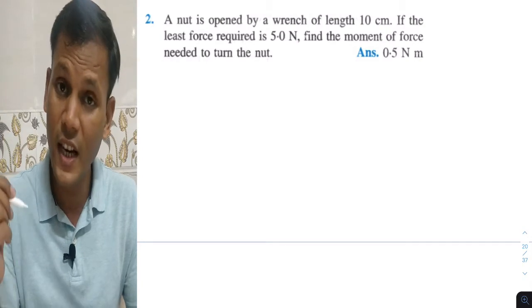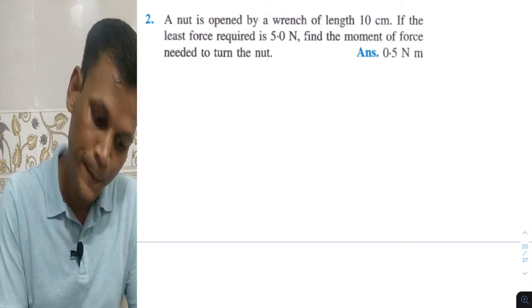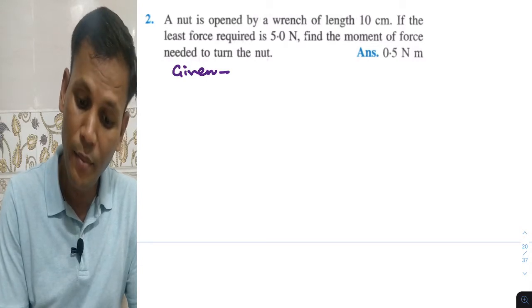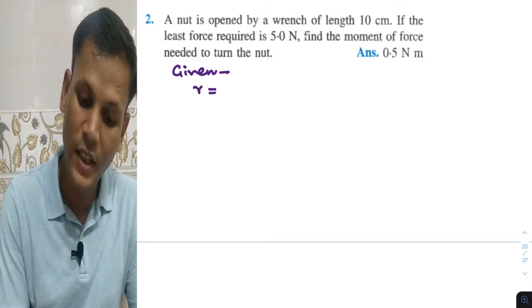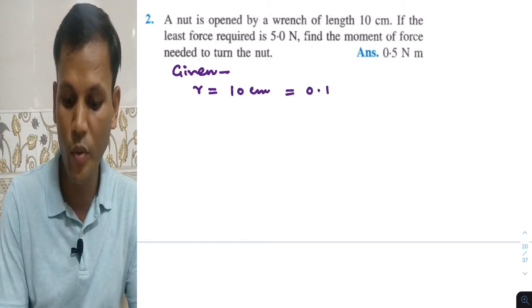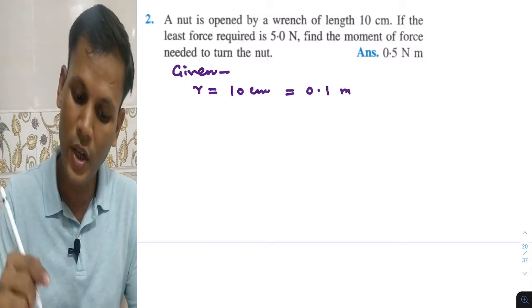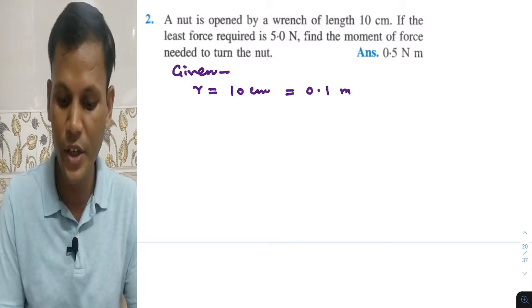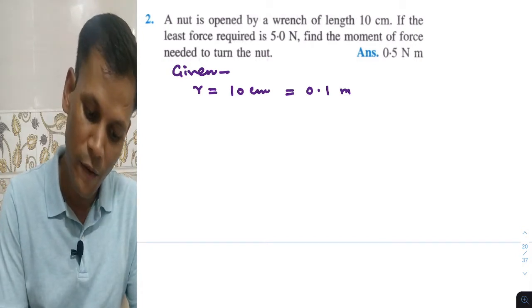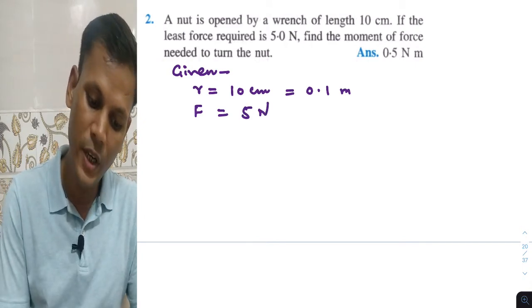So moment of force is to be calculated. What information is given, we will write first. Length means distance, which is R, the moment arm. It is 10 centimeter. We will convert it into meter, so it will be 0.1 meter, divided by 100, because 1 meter is 100 centimeter. So 1 centimeter will be 1 by 100. So 10 centimeter will be 10 by 100, which is 0.1 meter. And force F is given as 5 Newton.